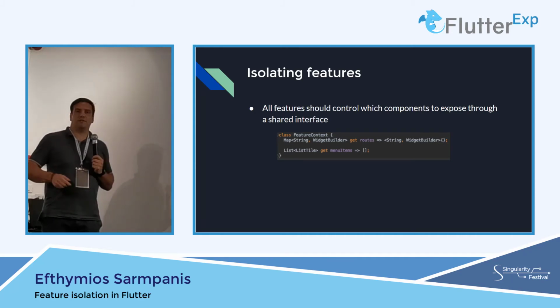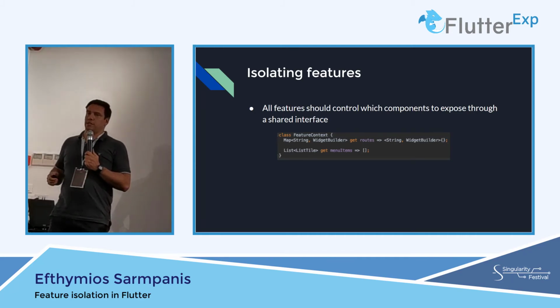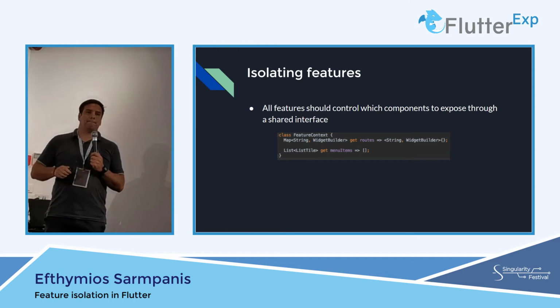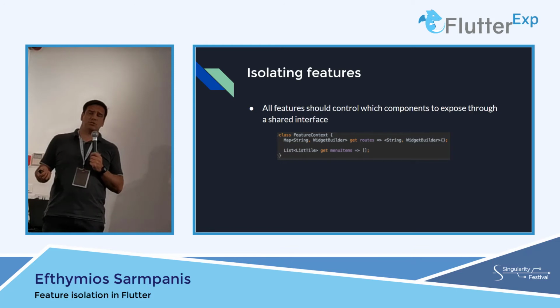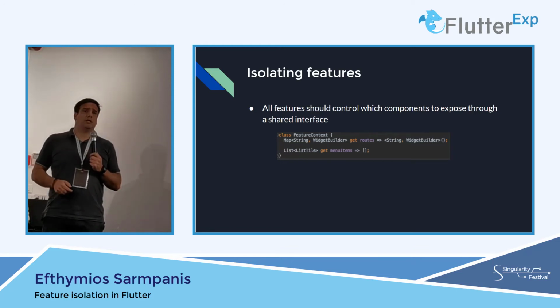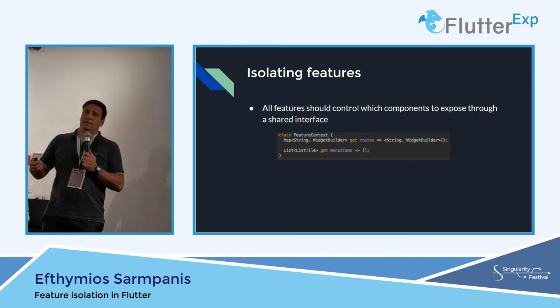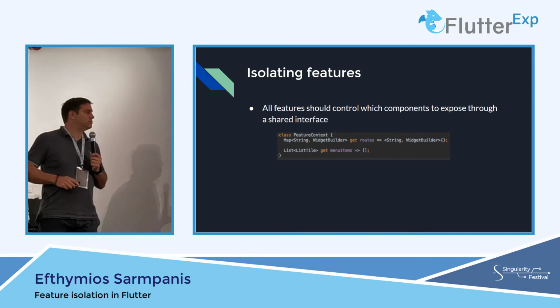Let's say that you have a drawer and you have menu items there. Because the features themselves know their navigation, their routes, they are the ones that can provide a menu item that can link to a route. So let's export that as well from each feature.